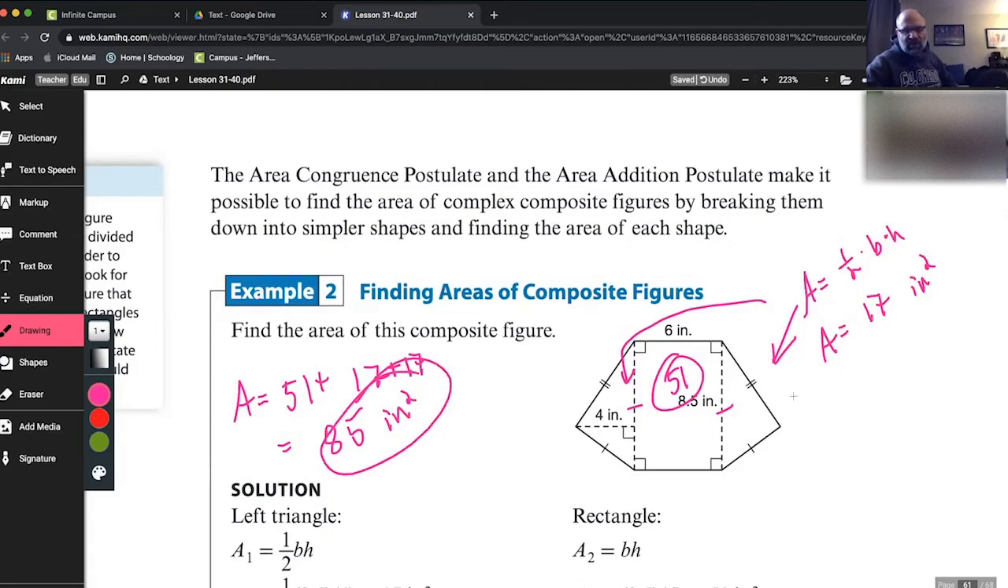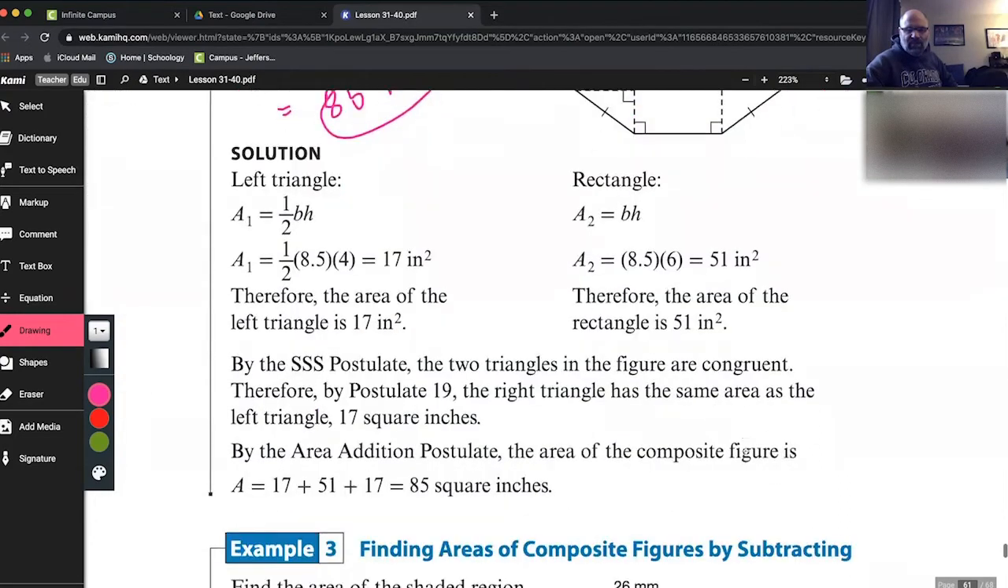Okay, the only thing different here is you can't just assume this is the same triangle. Well, it is the same, it's congruent because the three sides are congruent. How do you know these are congruent? Because these are opposite sides of a rectangle, which are congruent sides. So SSS, SSS. All right.